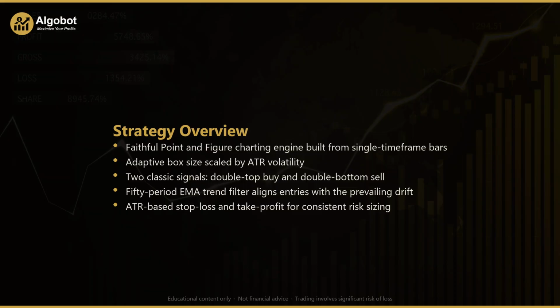The strategy trades the two textbook point and figure signals, the double top buy and the double bottom sell, which we'll unpack shortly. To keep entries sensible, it adds a 50-period exponential moving average as a trend filter, so it only looks for long trades when price is above that average, and short trades when price is below it. Risk on every trade is measured in units of average true range. This EA can run on any symbol and any time frame you choose at test time, because every calculation is built from the primary time frame. It's best suited to traders who are curious about classic charting theory, who appreciate noise filtering, and who want to study how a rules-based breakout system behaves.